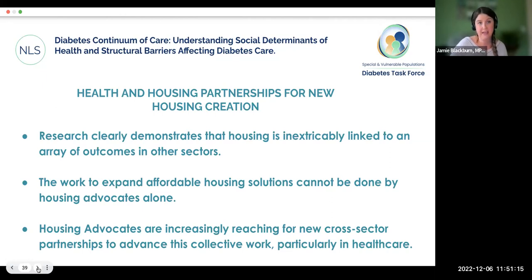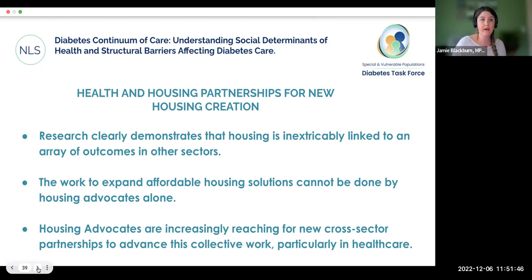So even if you manage to get your patients on a waiting list, even if they manage to get a voucher because they check every box of vulnerability and need, under the CARES Act, there recently were 70,000 new emergency housing vouchers released to public housing authorities across the country, and a huge majority of them are still unused and unleased because there's simply not enough stock to take advantage of.